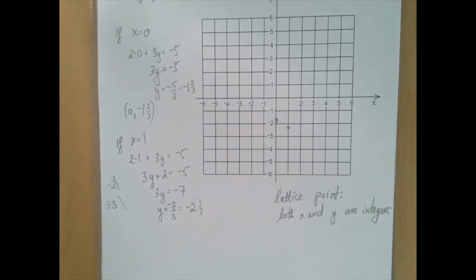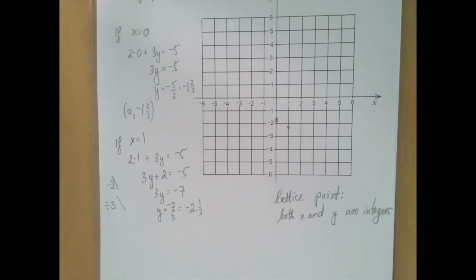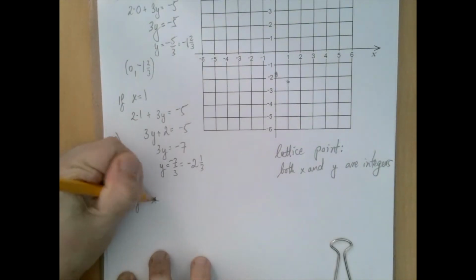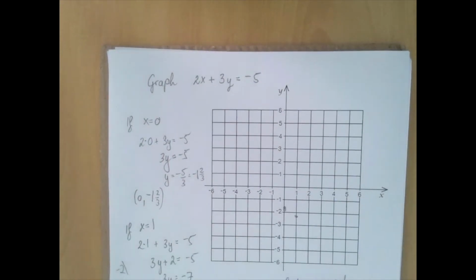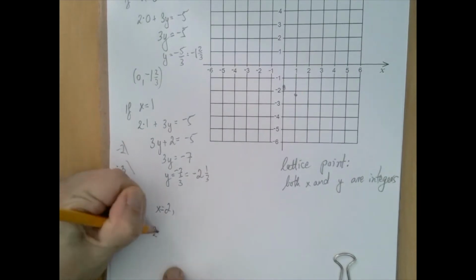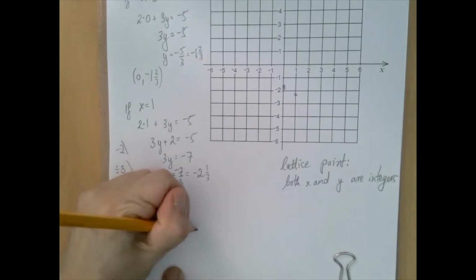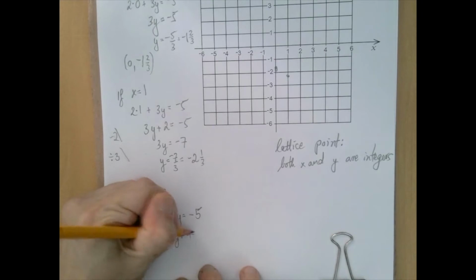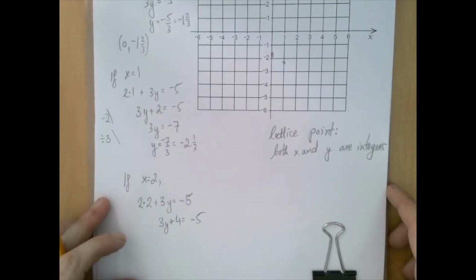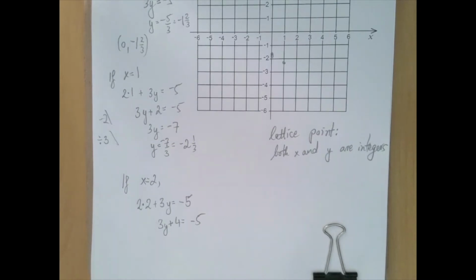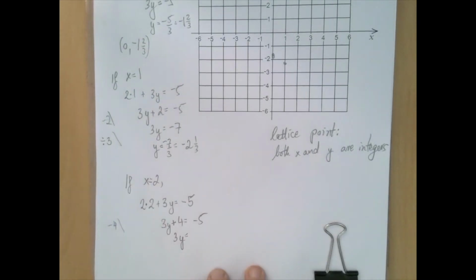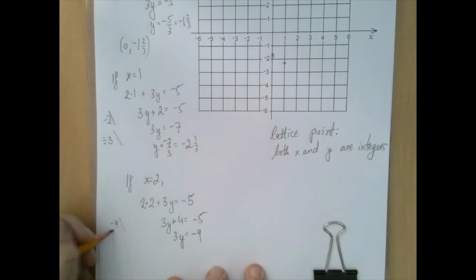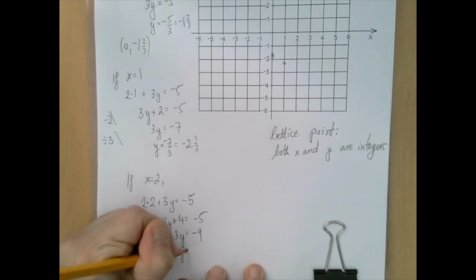Now that we tried x equals 0 and 1, the third number will work. So my prediction is that both negative 1 and 2 will work for x. Let's see x equals 2 first. If x equals 2, then the equation 2x plus 3y equals negative 5 will become 2 times 2 plus 3y equals negative 5. So that is the same as 3y plus 4 equals negative 5. And we're going to solve this two-step equation for y. We're going to subtract 4 and divide by 3. When we subtract 4, we get 3y equals negative 9. And when we divide by 3, y equals negative 3.